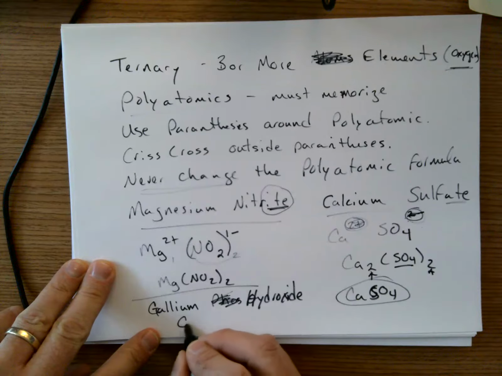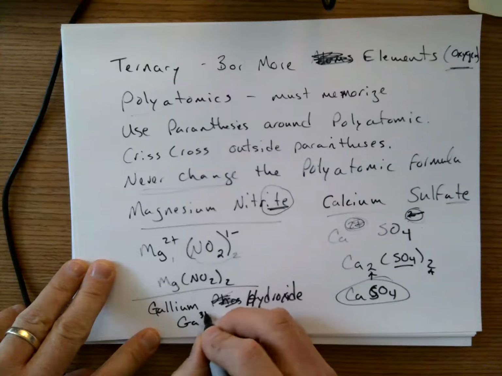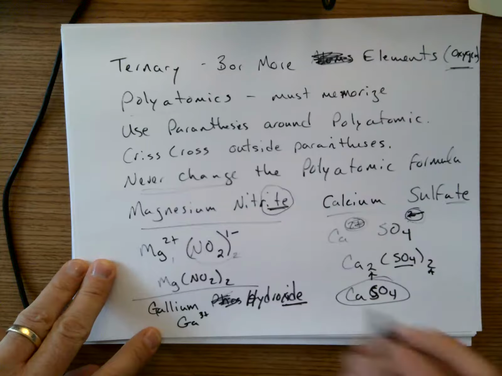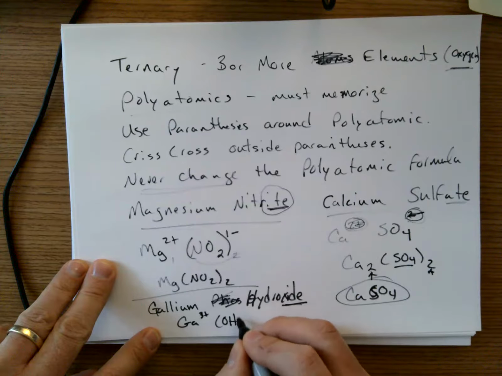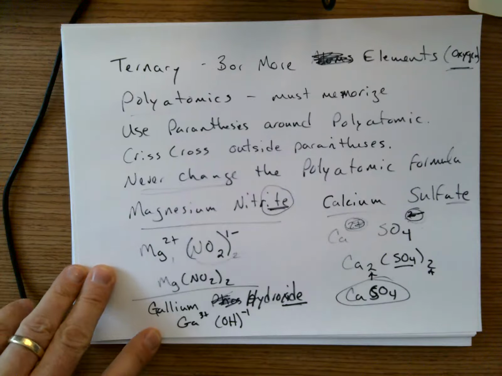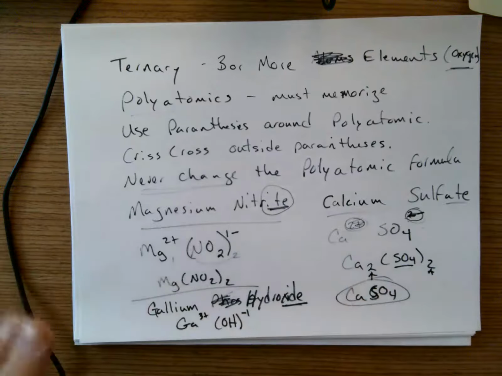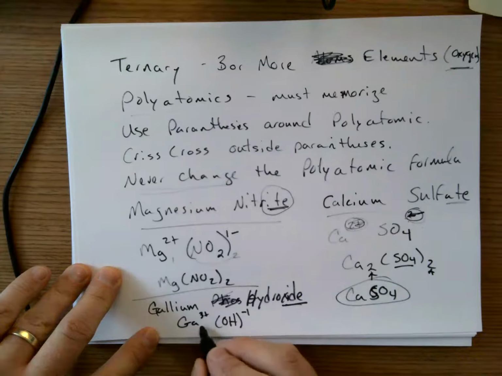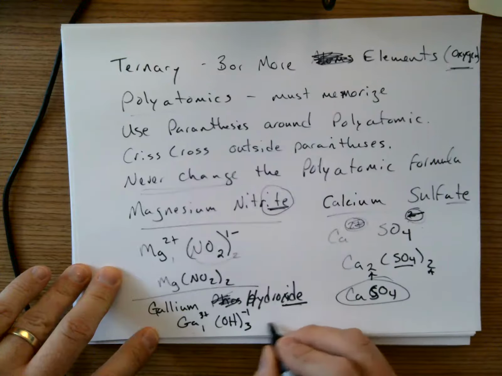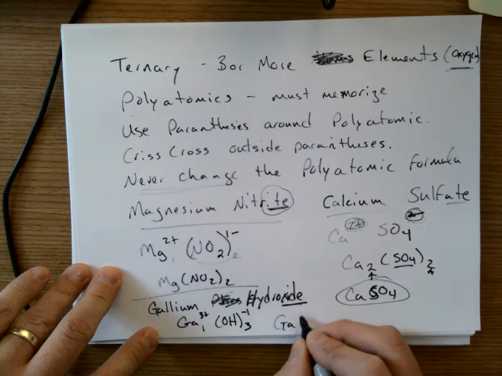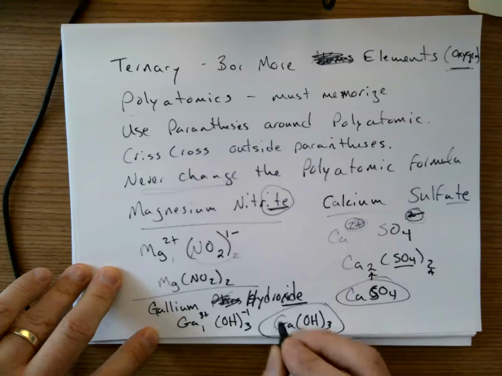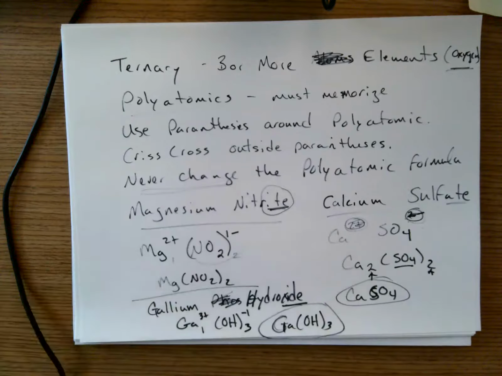So we notice that gallium has a +3 charge and hydroxide. Now this is the tricky one. It ends in IDE, but it is a polyatomic. So that's the exception to the ite and ate rule. So again, crisscrossing this, I'm going to have 1 gallium and 3 hydroxides. For my final answer, it would be gallium hydroxide.